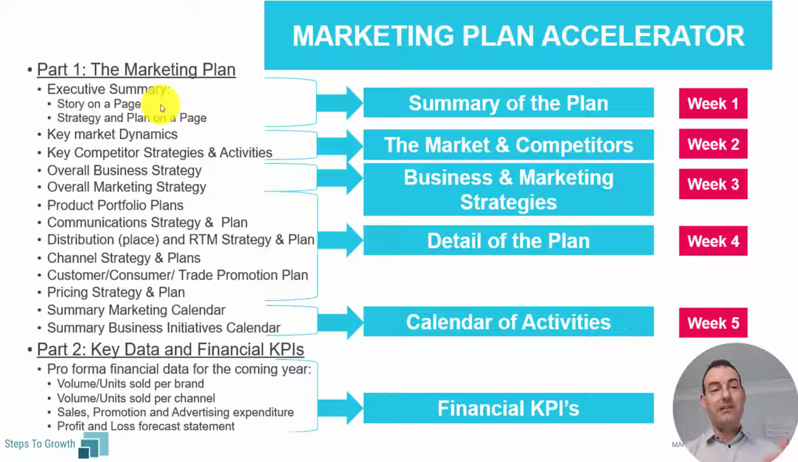A summary of the plan is obviously some kind of executive summary, a story on one page of what's going on, your strategy and plan on one page. Then market and competitors: you need to summarize the key market dynamics of what's happening where you operate. You need to know your key competitor strategies and activities, and then you get into your business and marketing strategies. This is your overall business strategy, and from that flows your overall marketing strategy. And once you're clear on that, only then you get into the detail, or the engine room, of the actual plan and the engine room of your business.